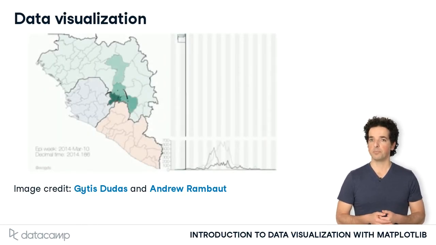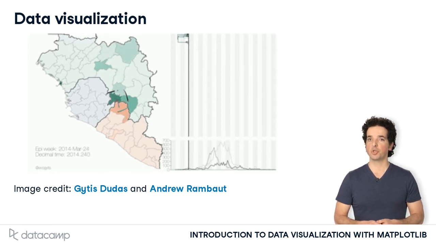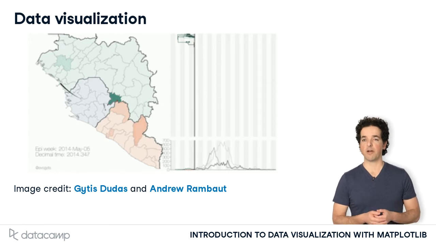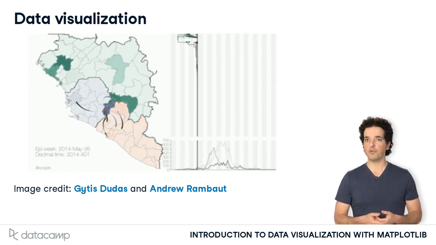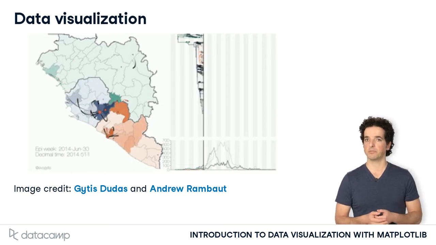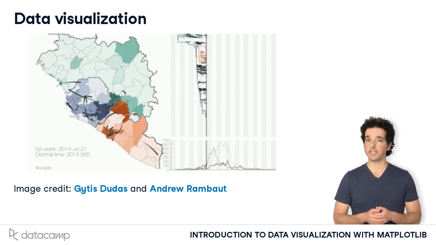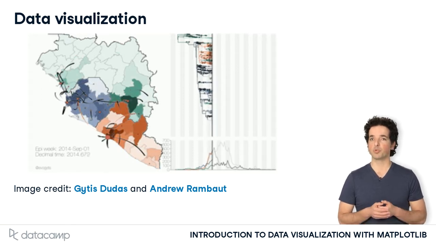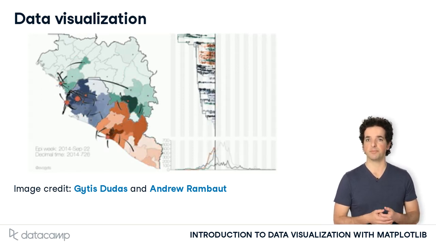For example, this visualization shows an animated history of an outbreak of Ebola in West Africa. The amount of information in this complex visualization is simply staggering. This visualization was created using Matplotlib, a Python library that is widely used to visualize data.